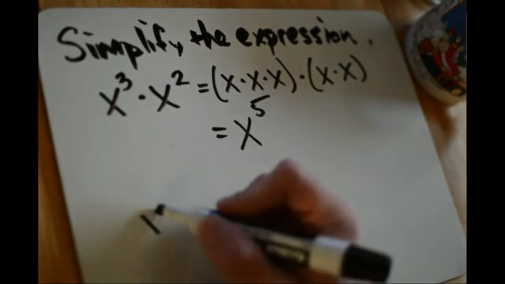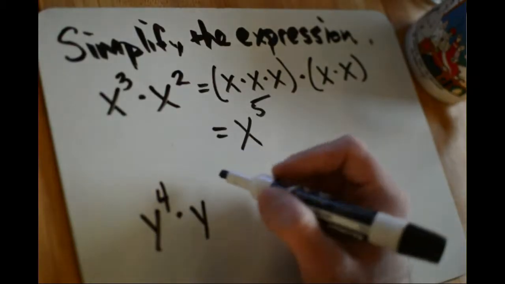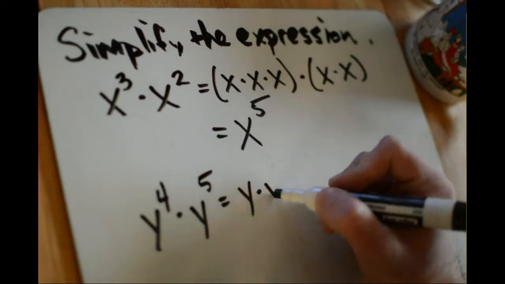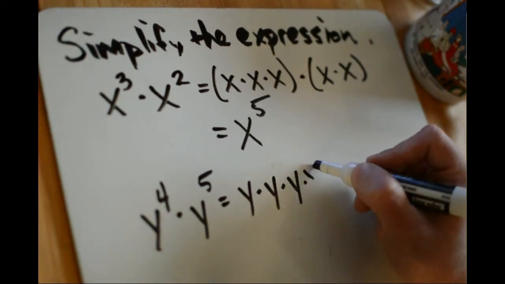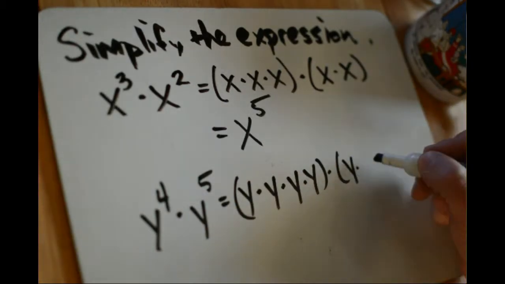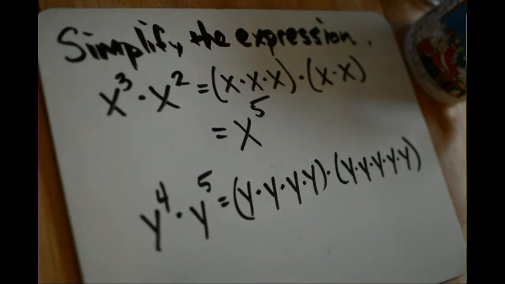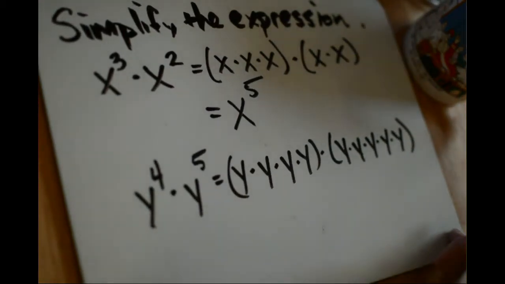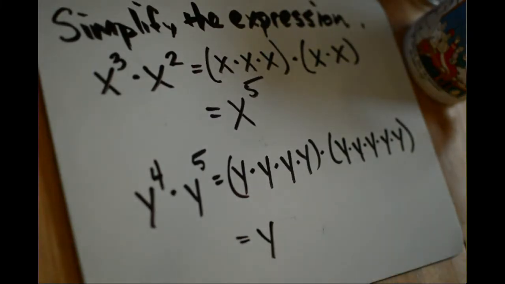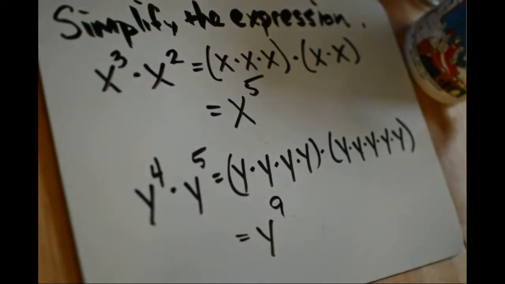If we took a look at something like y to the fourth times y to the fifth, expand out the y to the fourth and you have 4 factors of y. Expand out y to the fifth and you have 5 factors of y. So condensing this all back together into one term, we just have to count up all our factors. We have 4 here and 5 here, so altogether we have 9.